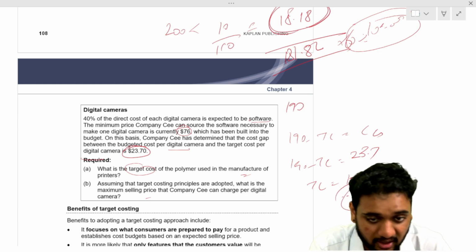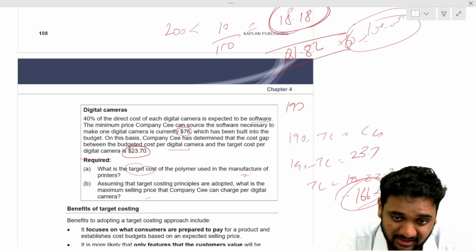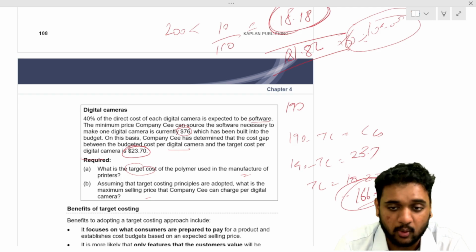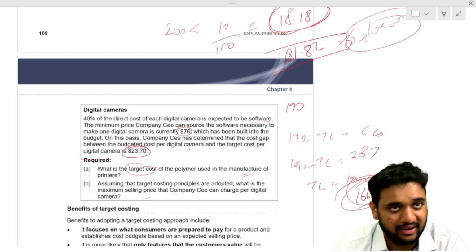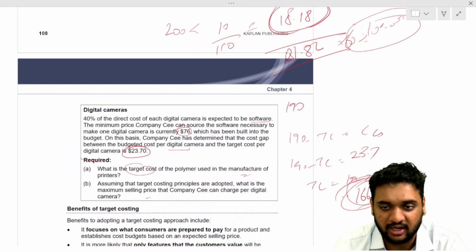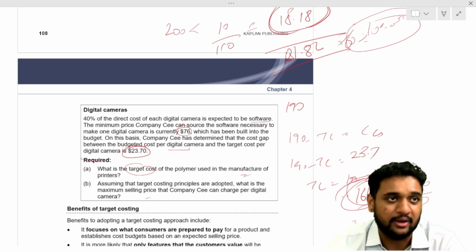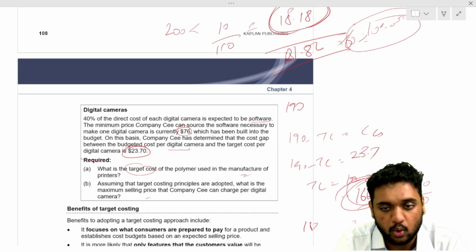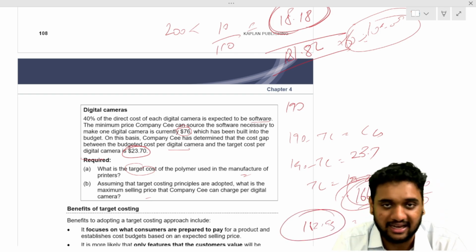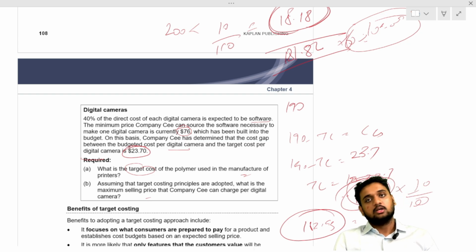But what they are asking in the question is, what is the maximum selling price? 10% markup you want. Cost we have, markup we have. Do we have to do anything? We can directly take 166 into 10 divided by 100, you will get 16.63. 16.63 plus 166.3, you will get 182.93, which will be your target selling price. Target cost plus 10% markup will get your target selling price. Understood all of you?